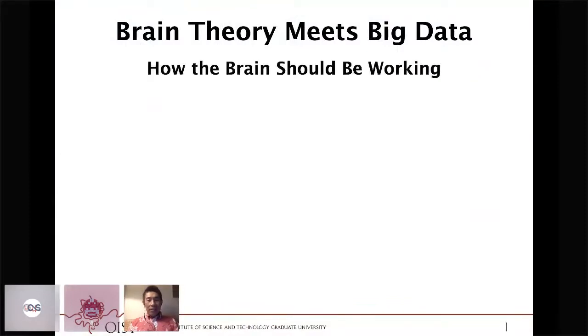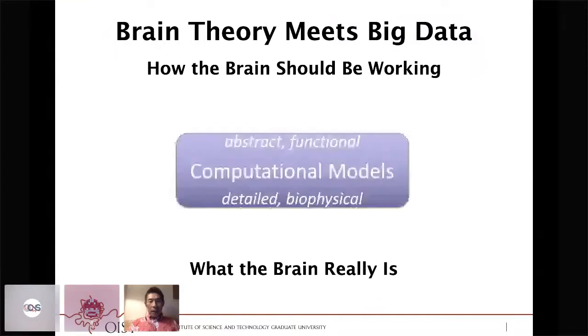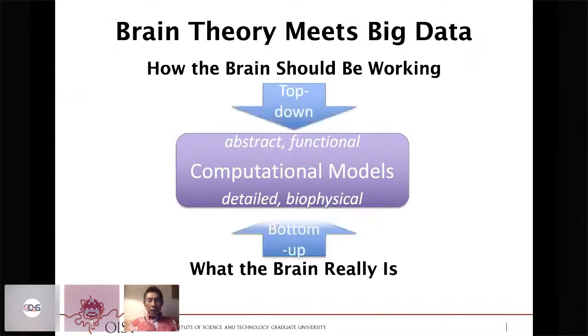So we have some conceptual models of how the brain should be working. And these days, you have a lot of data about what the brain really is. Right? So we should eventually connect these. And to do that, computational models are very important. Some of them are very abstract, functional level models, and some of them are very detailed biophysical models. And then you have top-down inference about how the model should work, and bottom-up data to constrain our models.